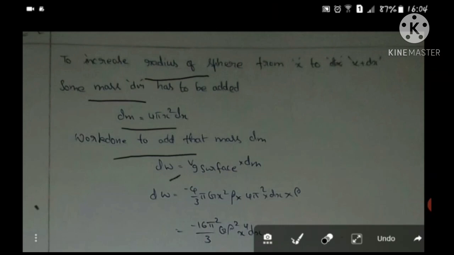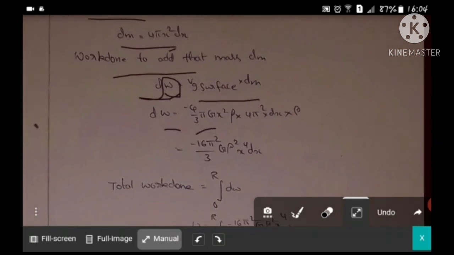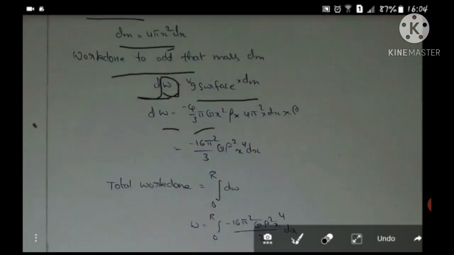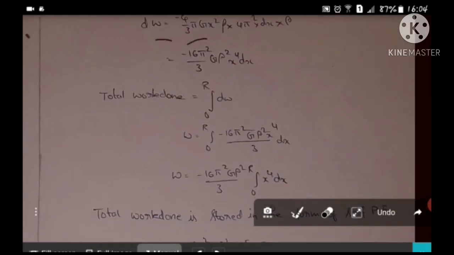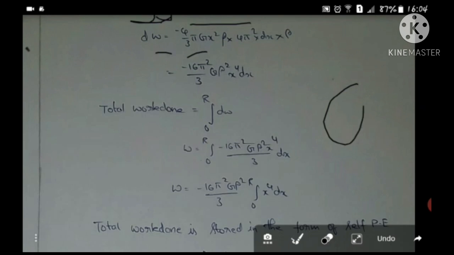Work done to add that mass dm. We can take the work done dW as Vg surface into dm. Here dW is Vg surface, we know that is minus 4 by 3 into pi into G into x square rho, into dm, we know that dm is equal to 4 pi x square dx into rho, and then we get minus 16 pi square by 3 G rho square x power 4 dx.